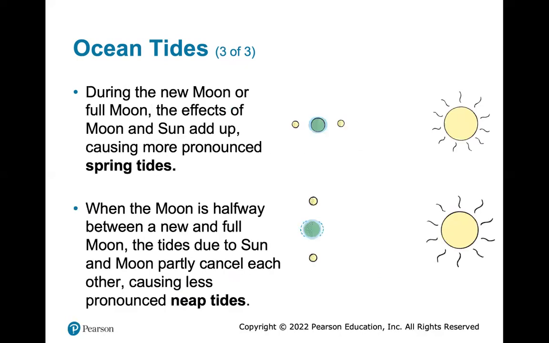And we can see during the new moon, this would be the new moon when you don't see it, and the full moon when you do see it, the effect of the moon and sun add up in causing more pronounced tides, what we call spring tides. When the moon is halfway between a new and a full moon, first quarter and third quarter, the tides due to the sun and moon partly cancel each other, causing less pronounced tides, what they call neap tides. So here you get maximum tides, and here you get weaker tides. You do get tides, but they're not as pronounced.